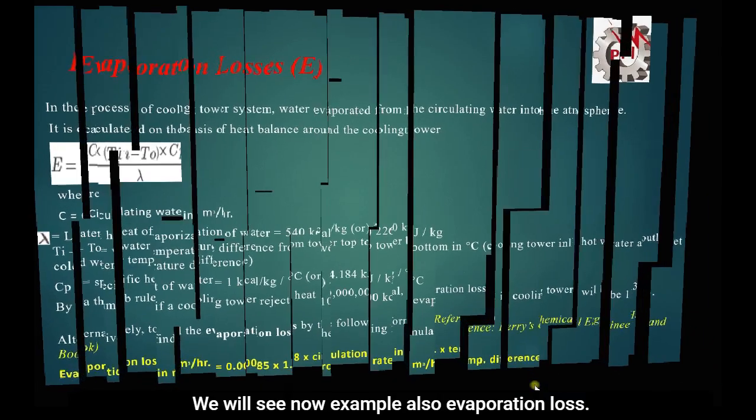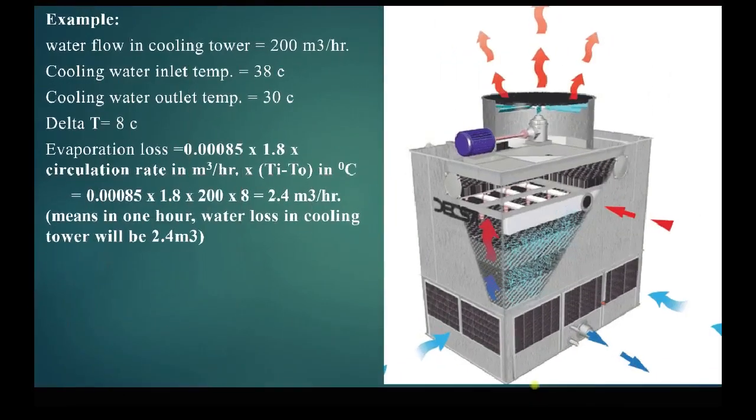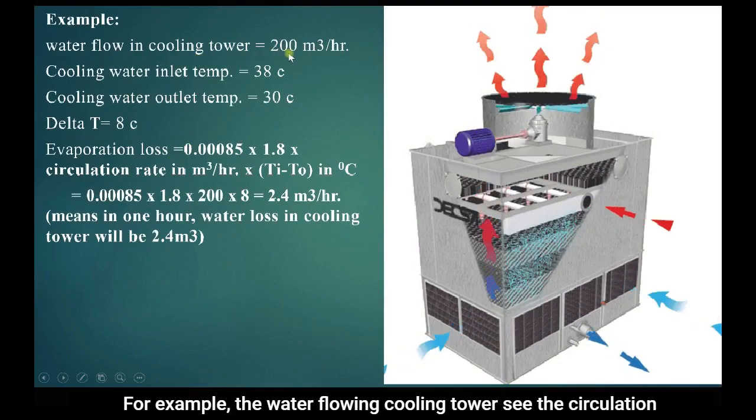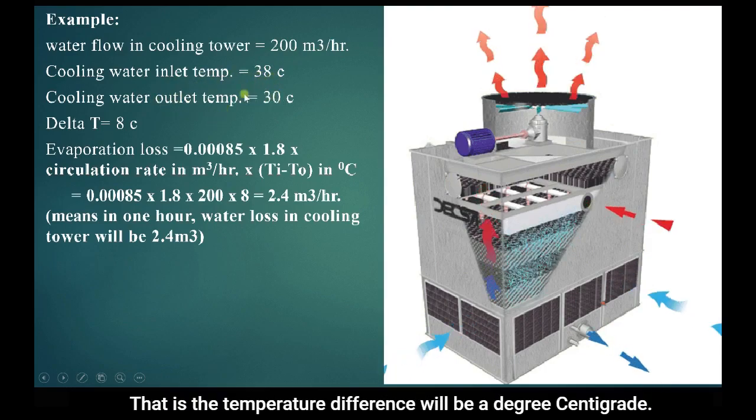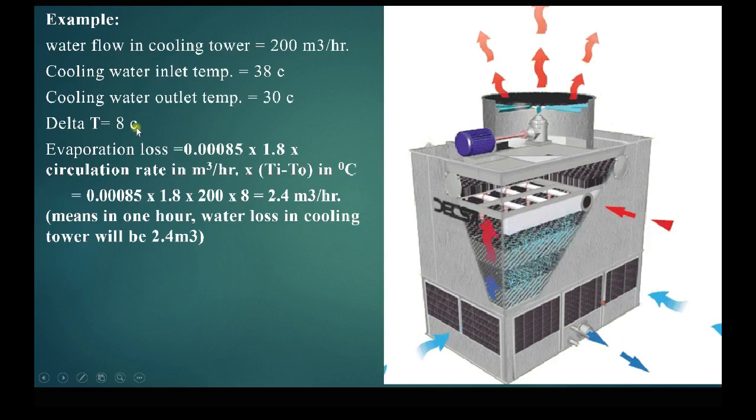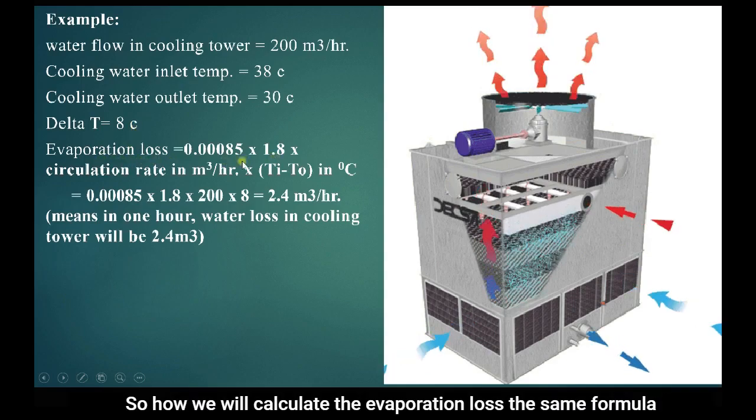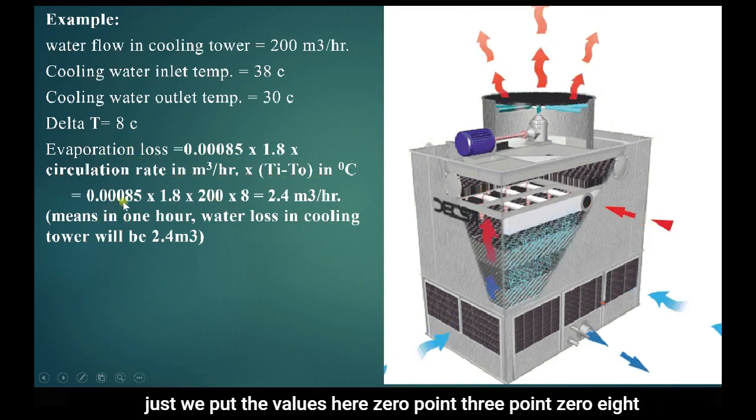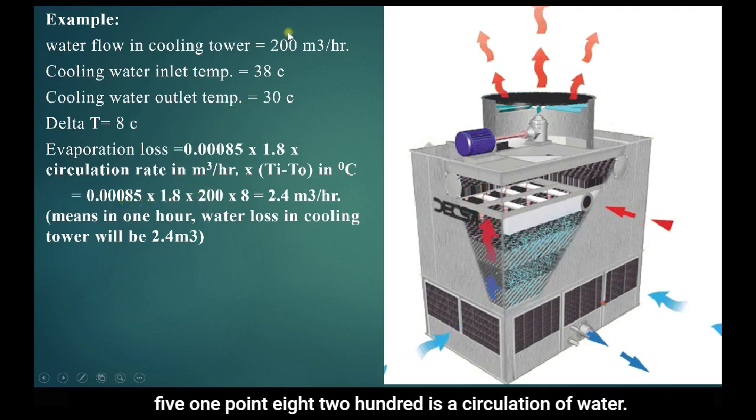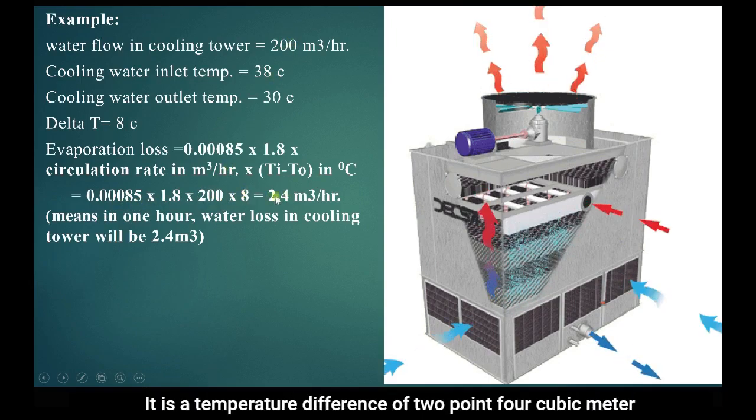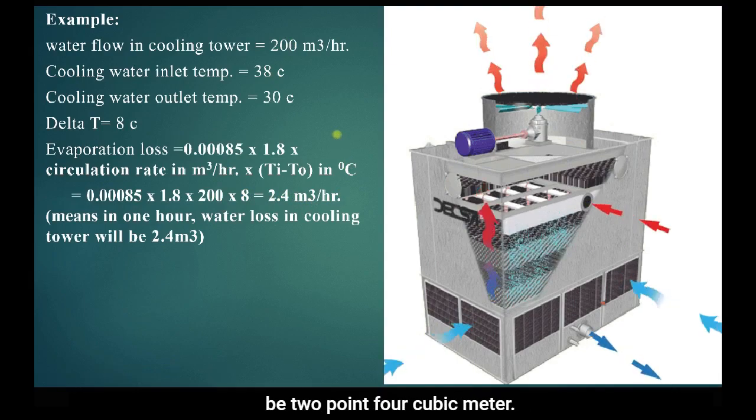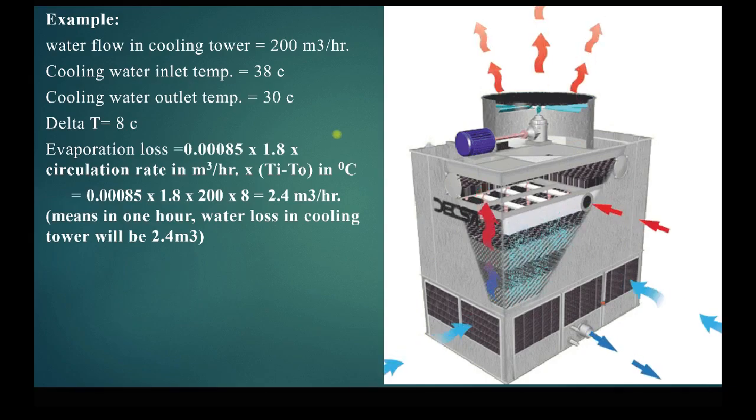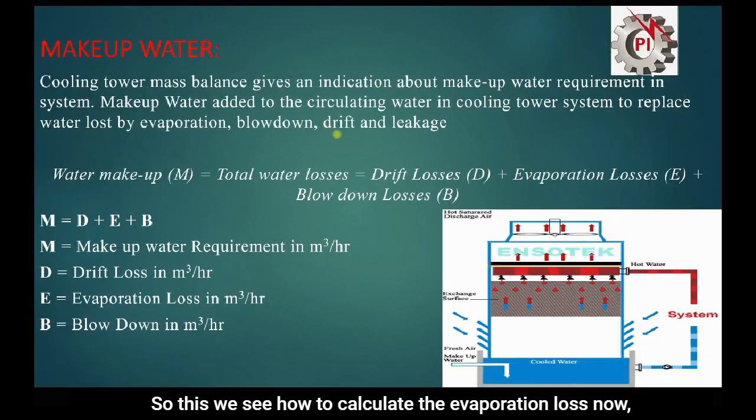We will now see an example of evaporation loss. For example, the circulation water flow in the cooling tower is 200 cubic meter per hour. Cooling water inlet temperature is 38, cooling water outlet temperature is 30. The temperature difference will be 8 degrees centigrade. How do we calculate the evaporation loss? Using the same formula, we just put in the values: 0.00085, 1.8, 200 is the circulation of water, 8 is the temperature difference. The result is 2.4 cubic meter per hour. This means in 1 hour, the water loss in the cooling tower will be 2.4 cubic meter. This is how we calculate the evaporation loss.